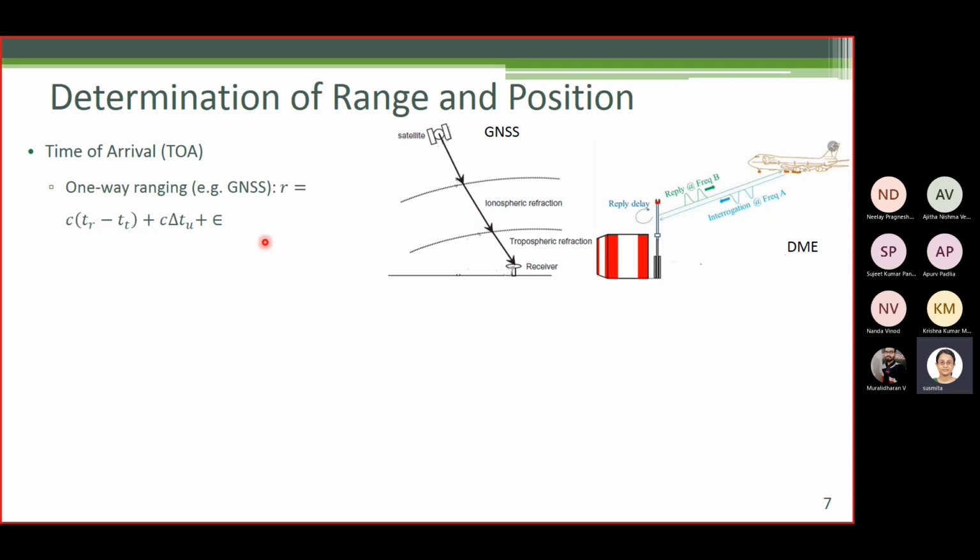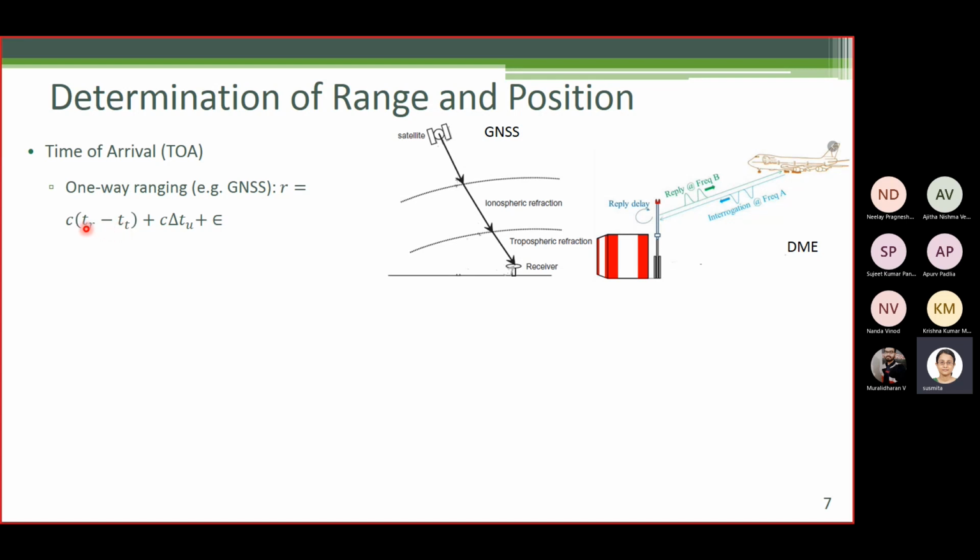Now, see, this clock is not an accurate clock. To get the correct range, it is important that we calculate this time accurately. Now see, this is multiplied with the speed of light. So any small error, even a millisecond error, will result in kilometer level inaccuracy. So it is very important that we measure the time accurately.